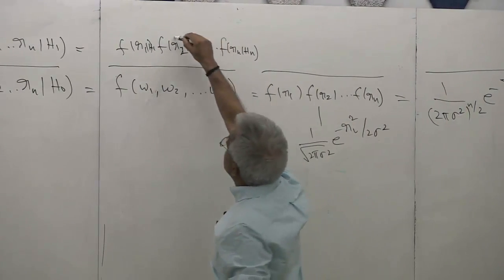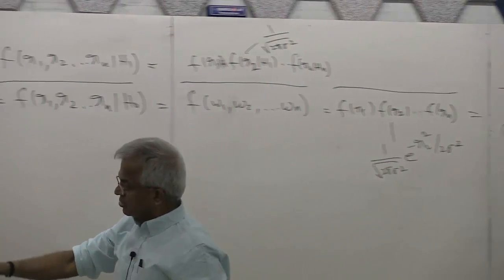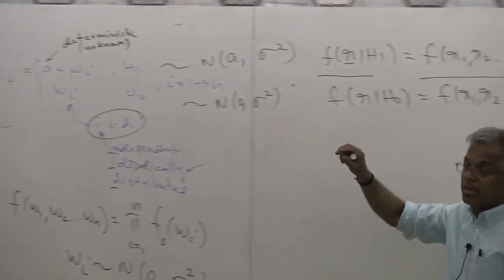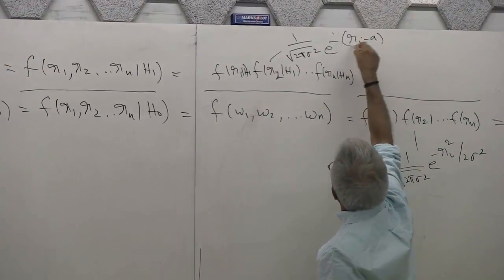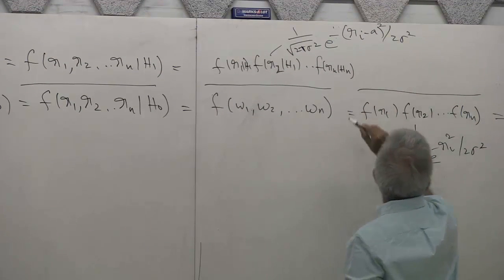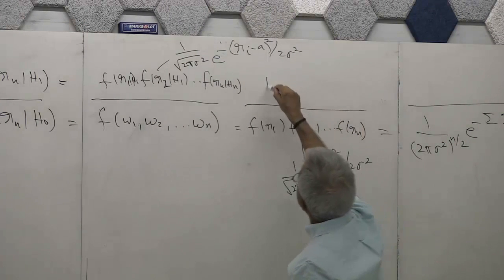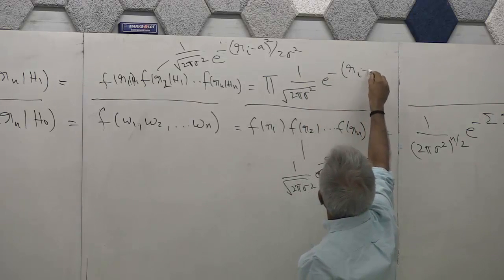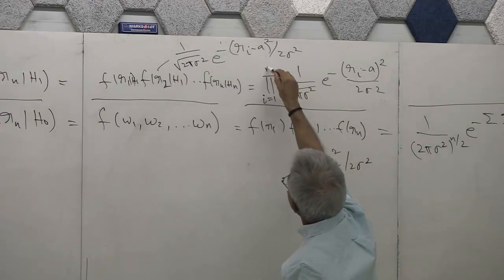But each of them will have this form. The variance is 1 over 2 pi sigma squared because it's given here. Here, the variance is this, and they have a mean a. So this is e raised to minus (Ri minus a) the whole squared over 2 sigma squared. Which is what I'm going to put here, right? So this is the product of 1 over square root of 2 pi sigma squared, e raised to minus (Ri minus a) the whole squared over 2 sigma squared, i equal to 1 through n.